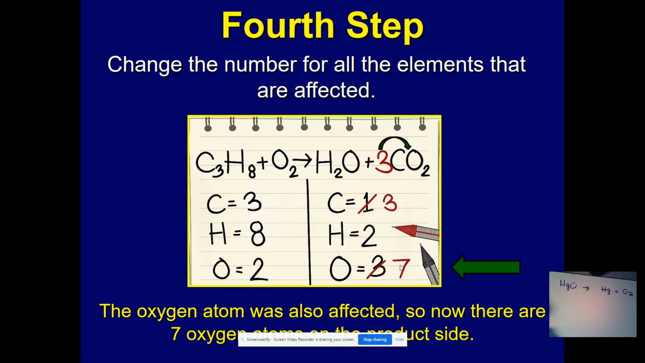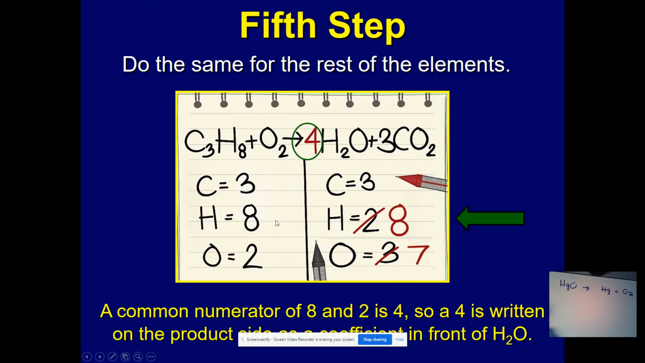Okay, so we're up to our fourth step. What we do next is we're going to move down to hydrogen and work at hydrogen. We have 8 and we have 2. So we know that 2 goes into 8 4 times. So we can put a coefficient of 4 up here for a total of 8 hydrogen, and then the hydrogens are equal. Carbons already equal, now our hydrogens are equal.